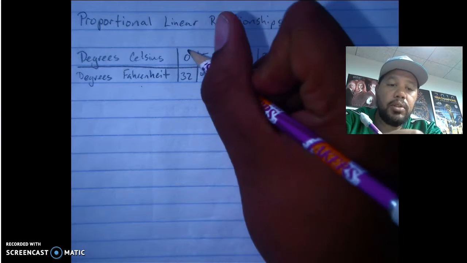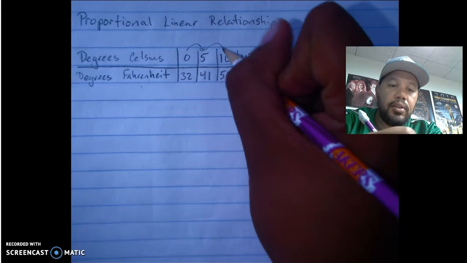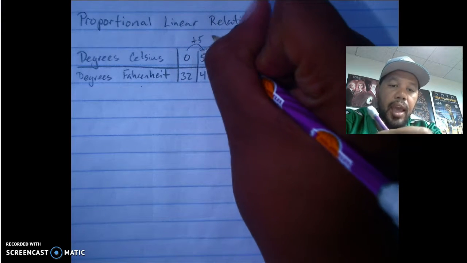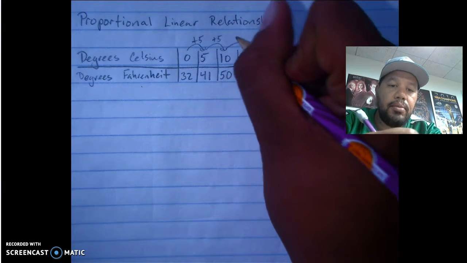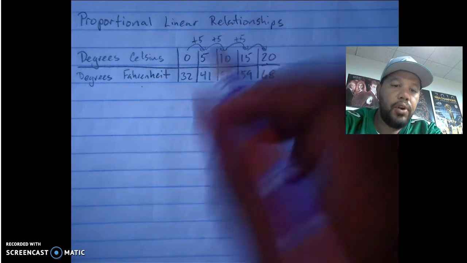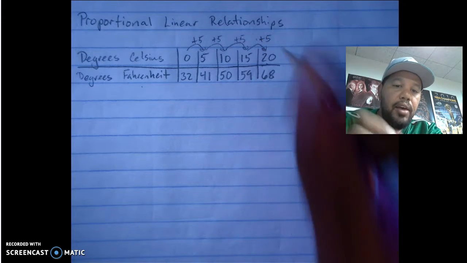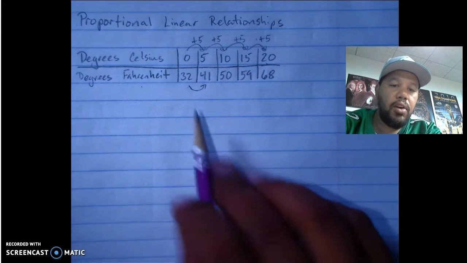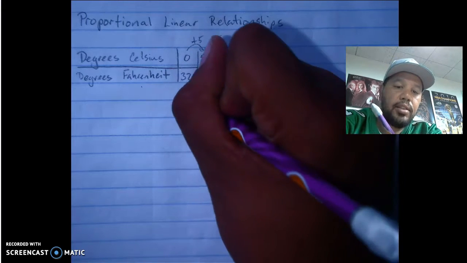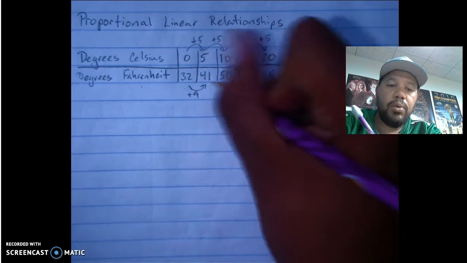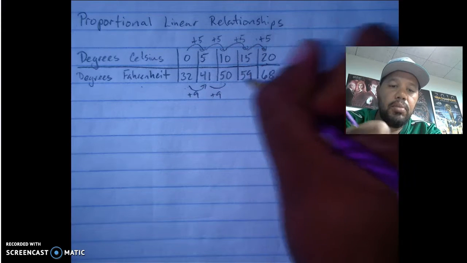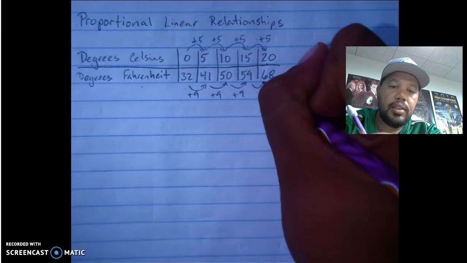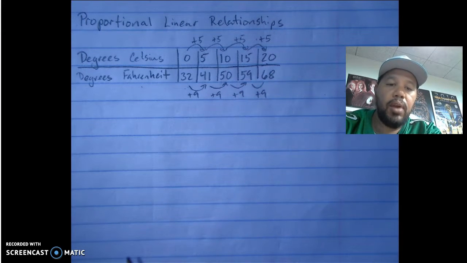So the rate of change will just be how are the Celsius degrees changing. They look like they're being added by 5 each time, which you can confirm. Plus 5 is like counting up by 5. But what about the degrees Fahrenheit? How are they changing? If I go from 32 to 41, that looks like it's increasing by 9. 41 to 50 is also increasing by 9. So they all look like they're increasing by 9. So it looks like we do have a constant rate of change.